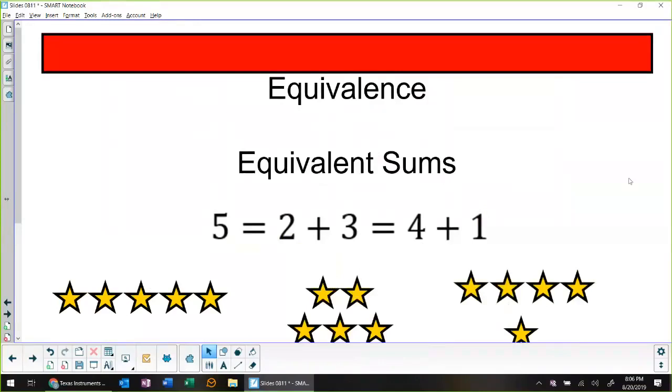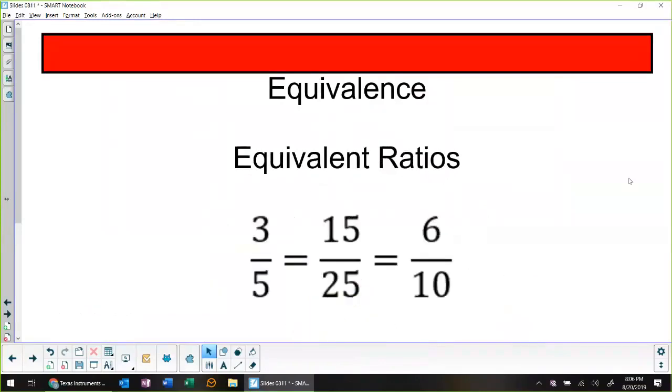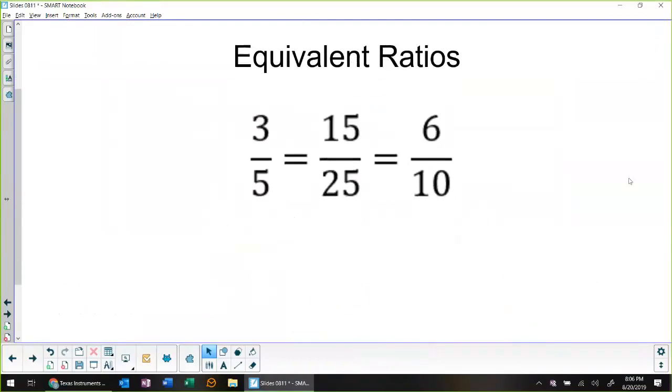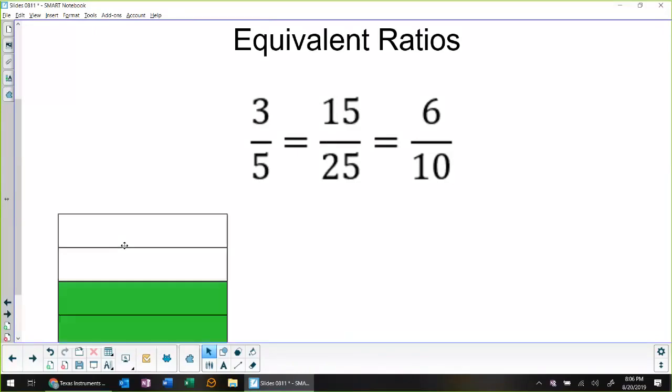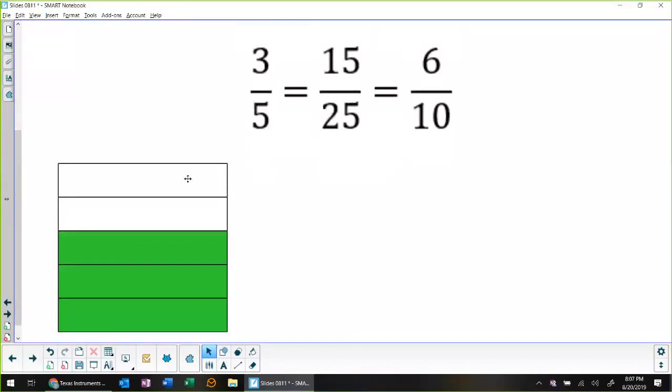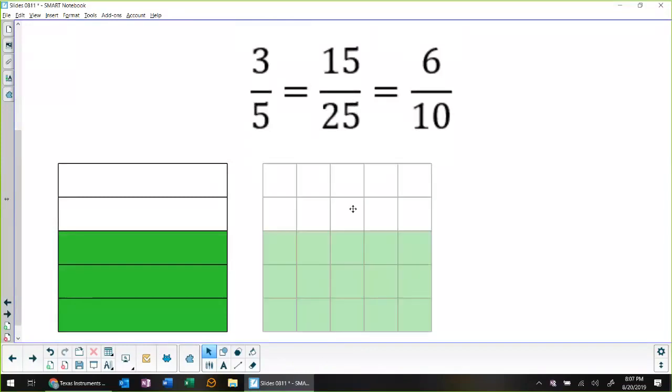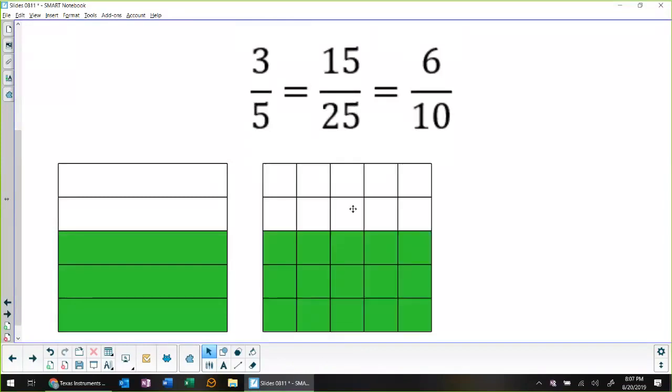As they proceed through elementary school, they might come into equivalent ratios in 4th or 5th grade. What does it mean for 3/5 to equal 15/25 to equal 6/10? Students are taught to understand that those are same places on a number line, but again, they're given visual representations. 3/5 of a whole might equal 15/25 of a whole, would equal 6/10 of a whole.